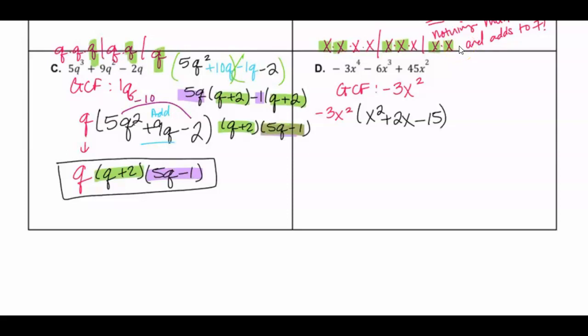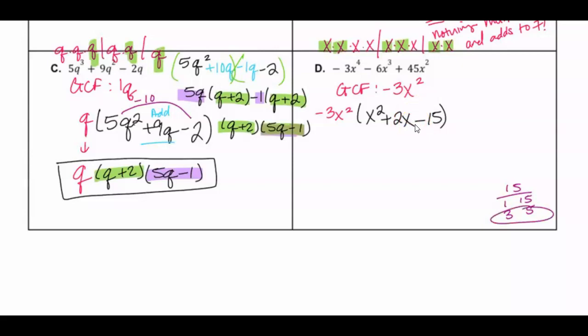Then I have to check, okay, is this factorable? So I need to multiply to be negative 15, but add to be 2. Well, my factors of 15, and I can put them down here in the corner, are 1 and 15, 3 and 5. Can I get either of these to add or subtract to be 2? Well, yes, the 3 and the 5.